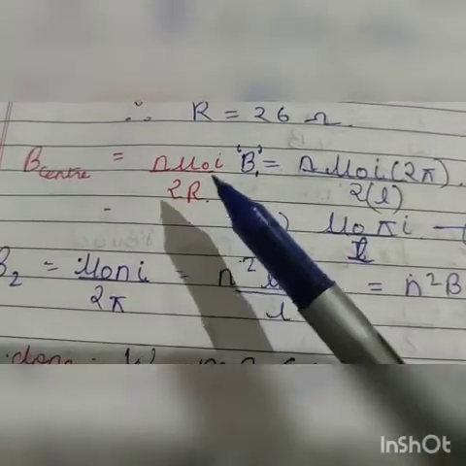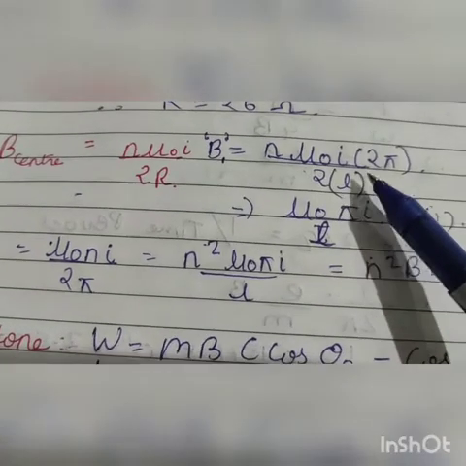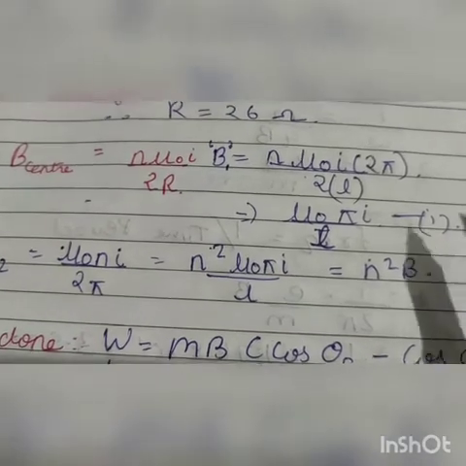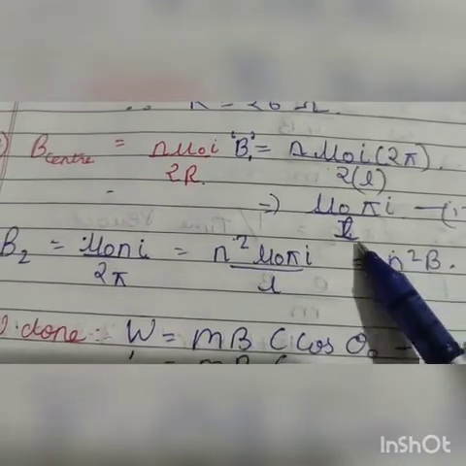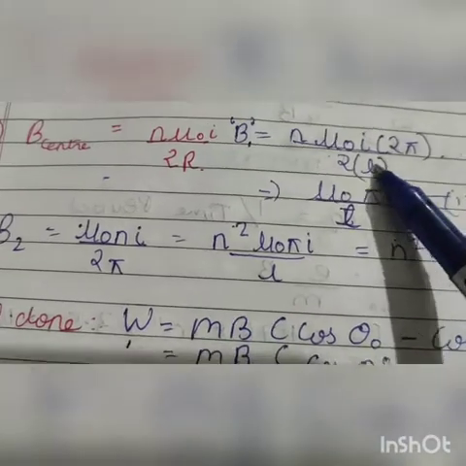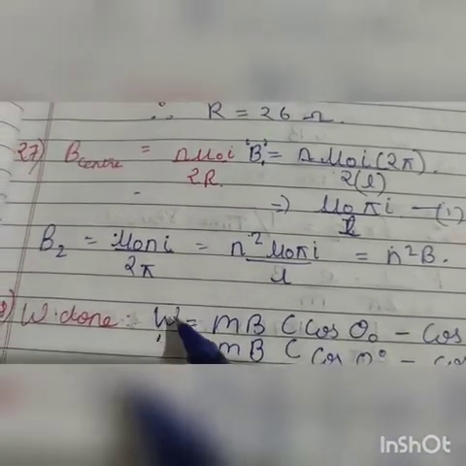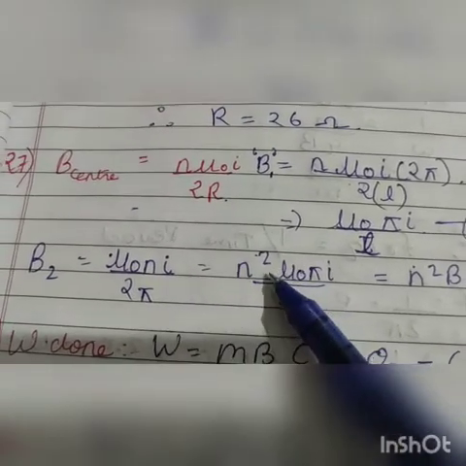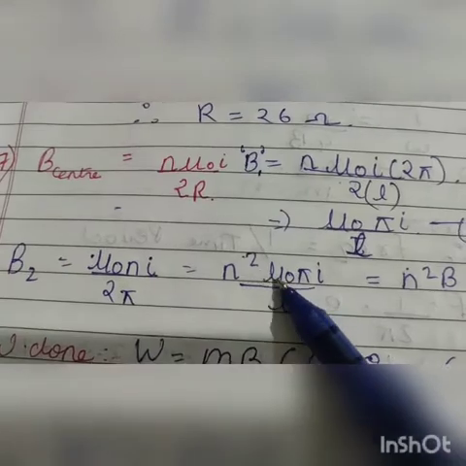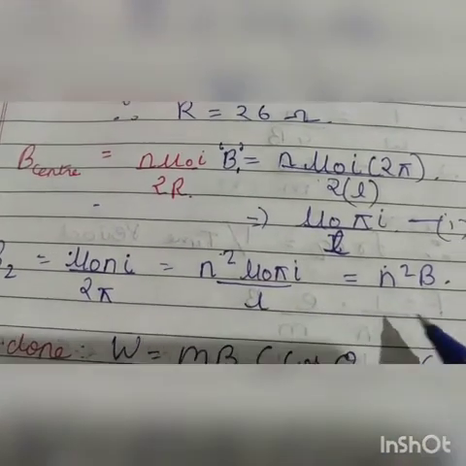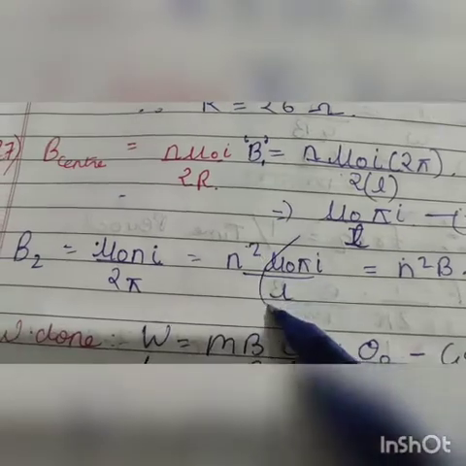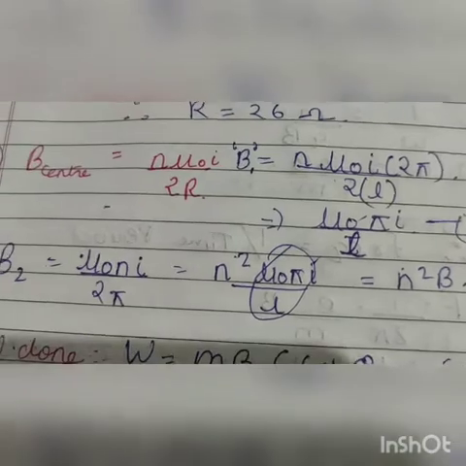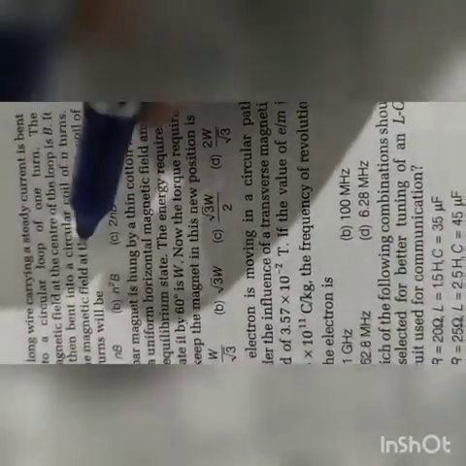We know that for r, the circumference of the circle is L, so r is L by 2 pi. We will just put it here. Now it becomes mu naught pi I by L, as the 2 and 2 cancel. Now for B2 we have mu naught n I by 2r, and the same way it becomes n square mu naught pi I by L. So the rest is the same as before, that is B. So it comes out to be n square B. So here is our correct option.